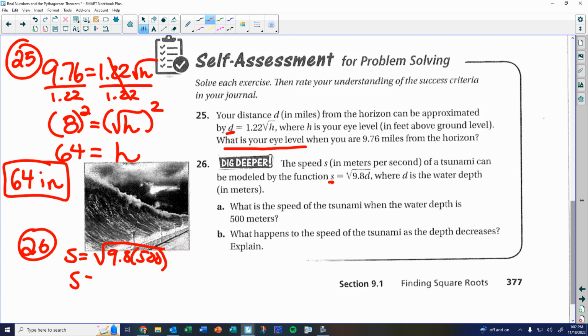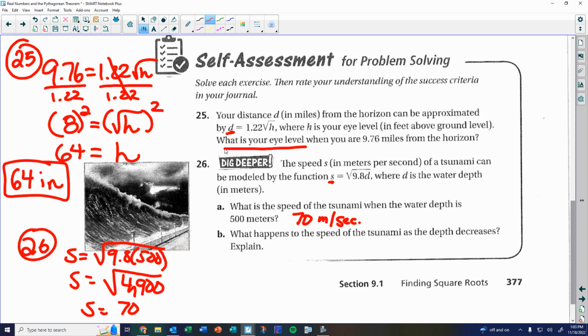Anyone tell me what 9.8 times 500 is? The big number. A little bigger than that. 4,900. 4,900, that is correct. All right. What is the square root of 4,900? 70. So the answer to this, A, would be 70 meters per second. Okay? That's a pretty fast moving tsunami. 70 meters is a little over 220 feet, maybe more.